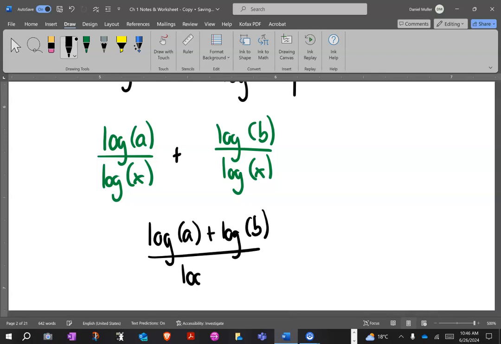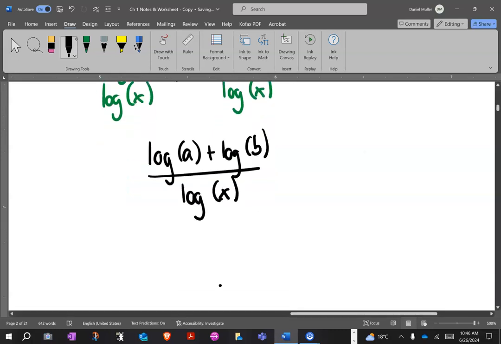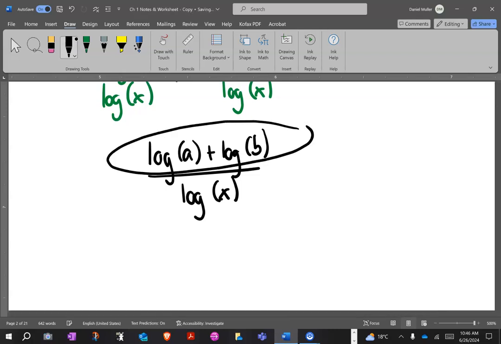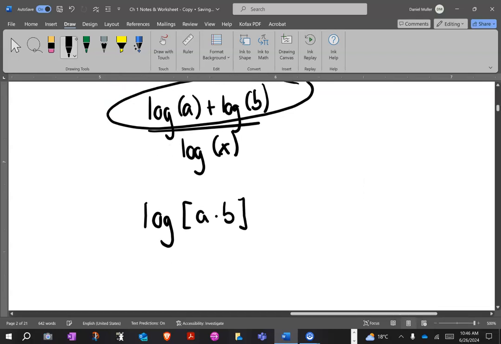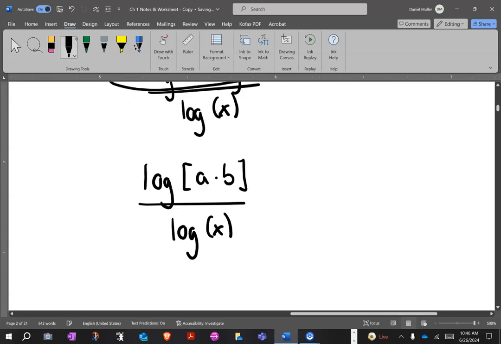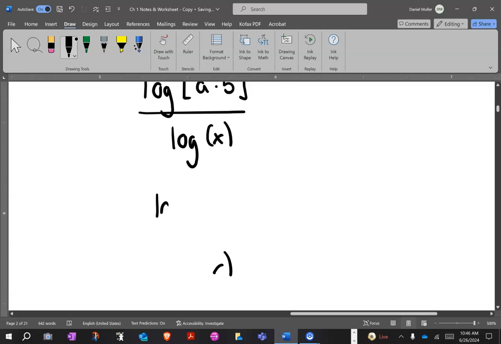over log of x. And then we've got another log law, which says if you're adding, and the bases are the same, they both have a hidden base 10 here, but if they're adding, you can multiply. So I can put these two together by multiplying. So log of a times b over log x, which looks kind of weird, so I'm just going to write log ab over log x.